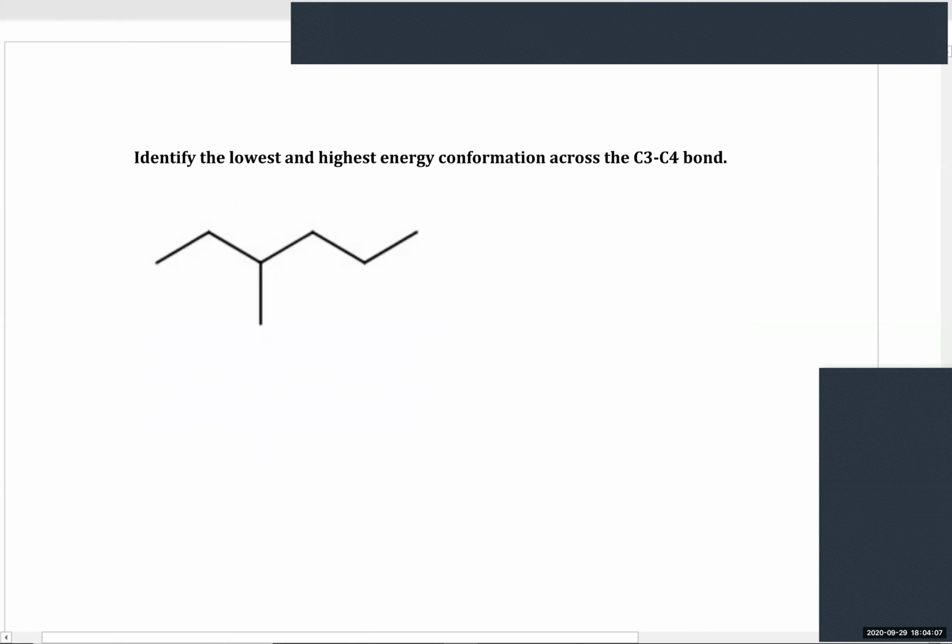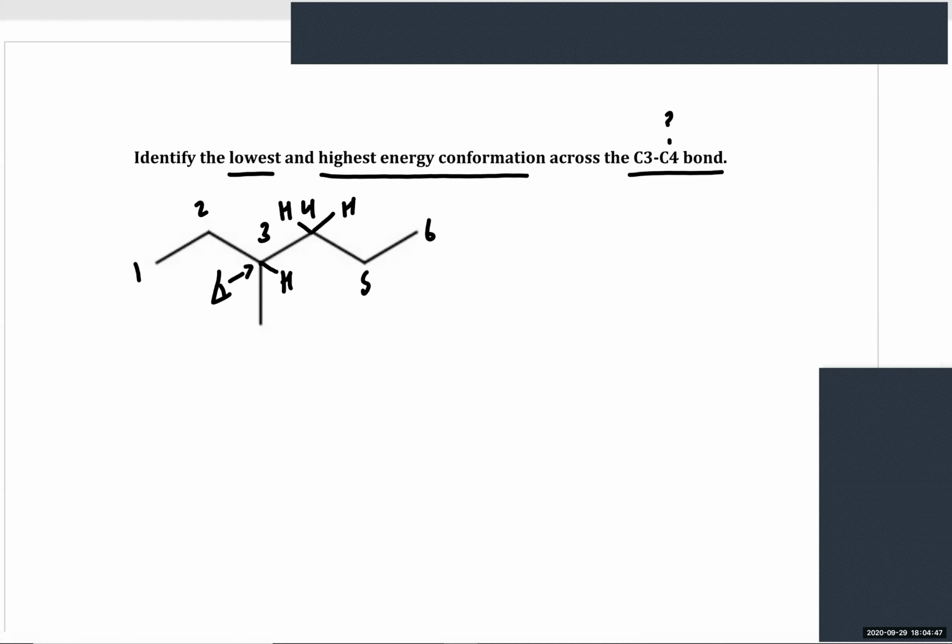So let's do an example now where we identify the lowest and highest energy conformation across the C3-C4 bond. Now, you may say, what's carbon 3 and carbon 4? Well, if we use our nomenclature tools at our disposal, we see that our smallest locant numbers occur with the following numbering convention. And so we're looking down the carbon 3 and carbon 4 bond. Okay, so let's add in our hydrogens now. And let's break out our model kit.